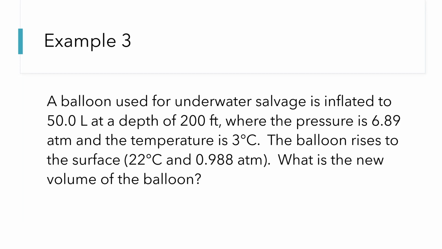And keep in mind, no matter what you're doing, temperature must be in Kelvin when we're doing these gas law calculations. The first example I want to work here is a balloon that's used for underwater salvage, inflated to 50 liters at a depth of 200 feet, a pressure of 6.89 atmospheres, and a temperature of 3 degrees Celsius. When you bring that balloon up to the surface, the temperature is 22 degrees C and the pressure is 0.988 atmospheres. So what will be the new volume of this balloon?